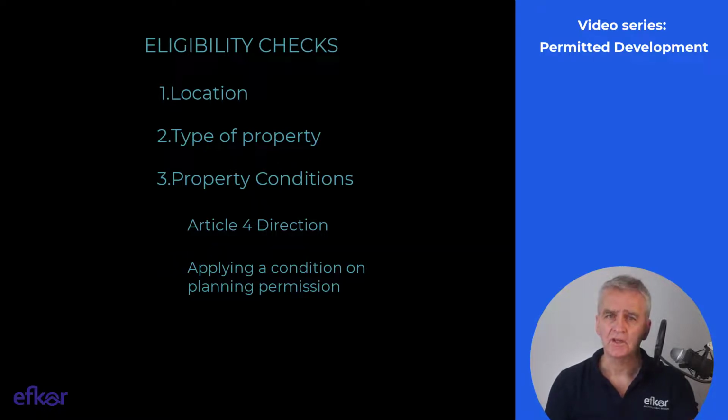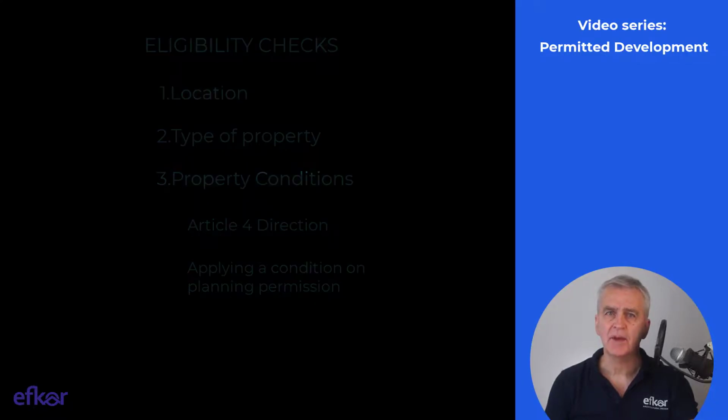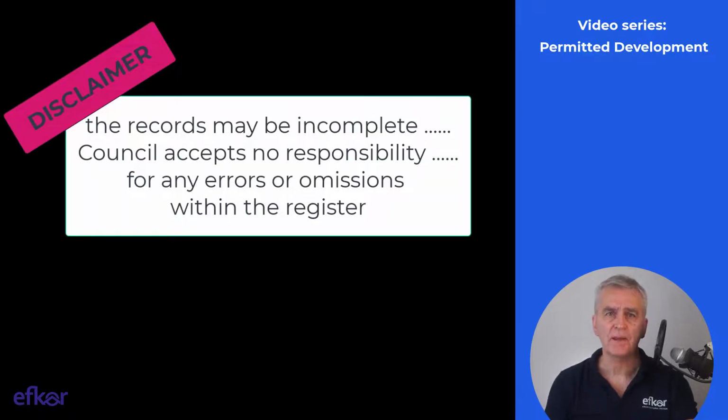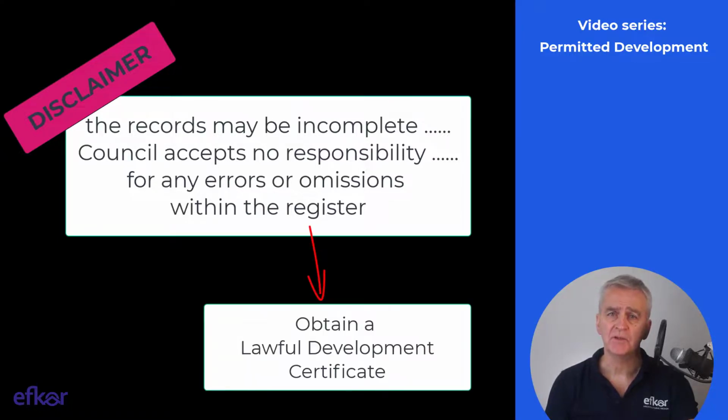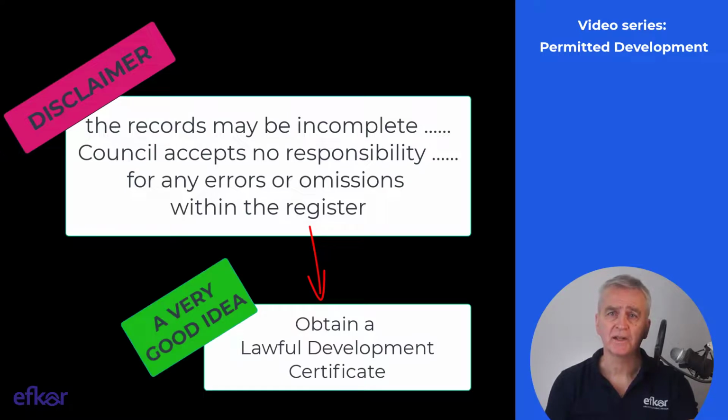If you can't trace the latest or any planning approval, ask your local council to confirm that PD rights are intact on your property. Be aware that the council reply may include a disclaimer stating that the records may be incomplete and that they accept no responsibility for any errors or omissions within the register. Which is another reason why obtaining a Lawful Development Certificate is a very good idea.